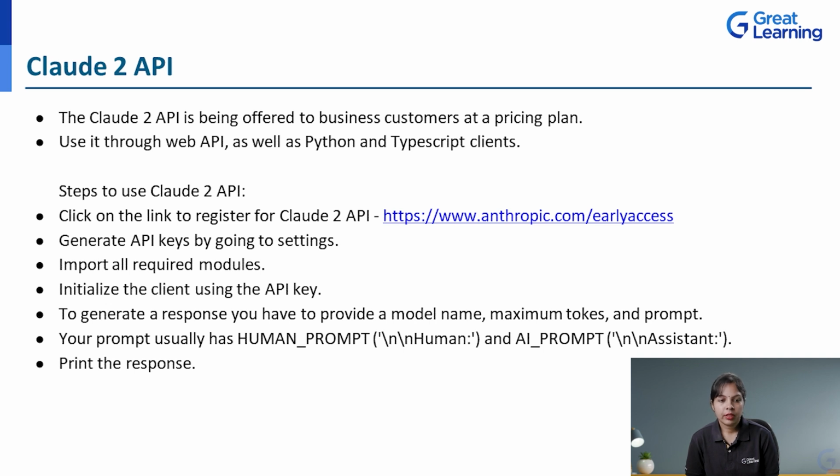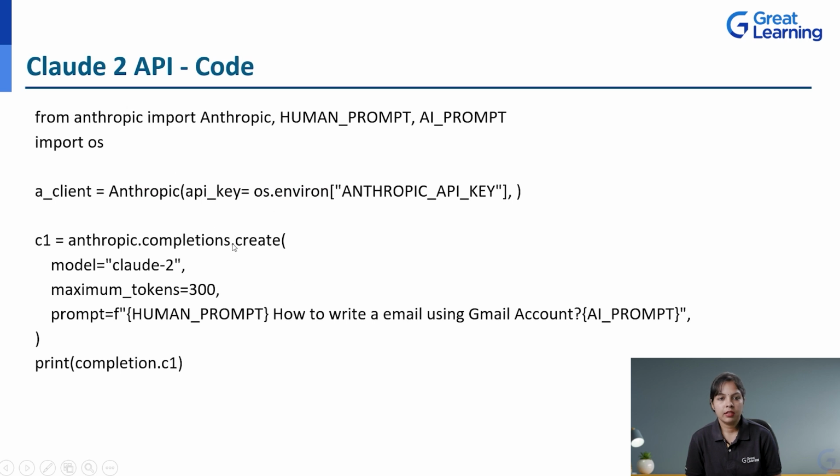The program you're going to write will have these 5 steps. The first is to import all the required modules. You can see the code here, and I'll be talking about the steps and explaining the code side by side. You have to import all the required modules like Anthropic. From anthropic, you have to import Anthropic, HUMAN_PROMPT, AI_PROMPT. This is for understanding human prompts and this is for generating the AI response. These are the modules you have to import. You also have to import the OS module.